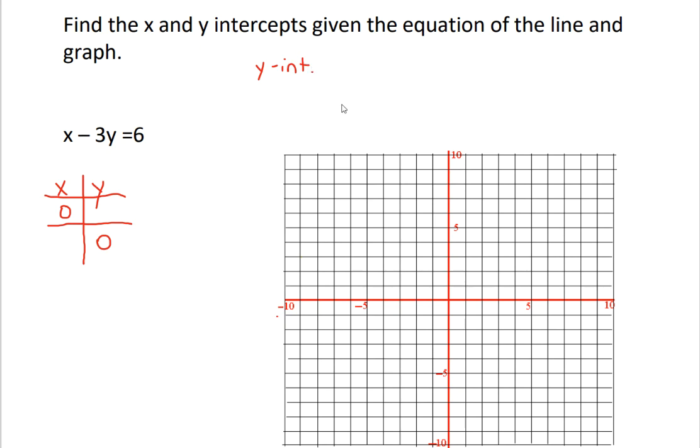Okay, if I plug in 0 for X, 0 minus 3y is the same thing as -3y. To solve that, I'm going to divide both sides by -3. And that gives me y equals -2.